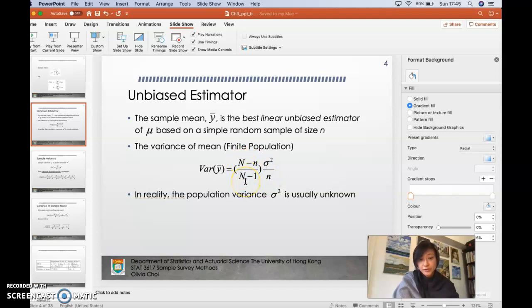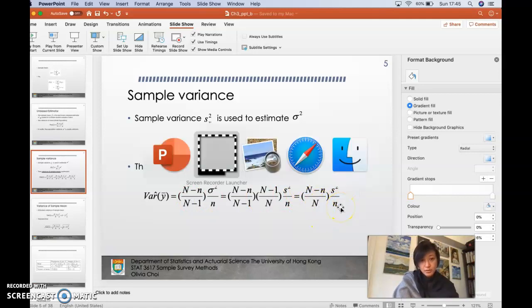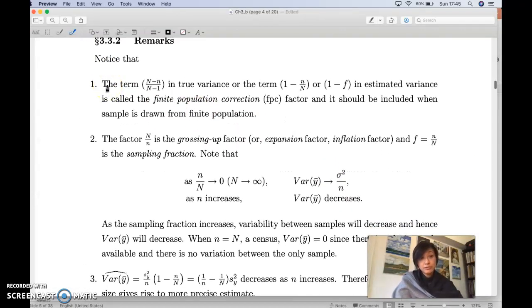If we look at the infinite populations, we do not have that factor in front of it. The variance of y bar is just sigma square over n for infinite population, if you remember, right? So now we have a finite population, so we have a factor in front of the sigma square over n, and same as the estimated variance of the sample mean, we have a factor which is to be multiplied to s squared over n. What's the use of that factor? We can see that in the remarks.